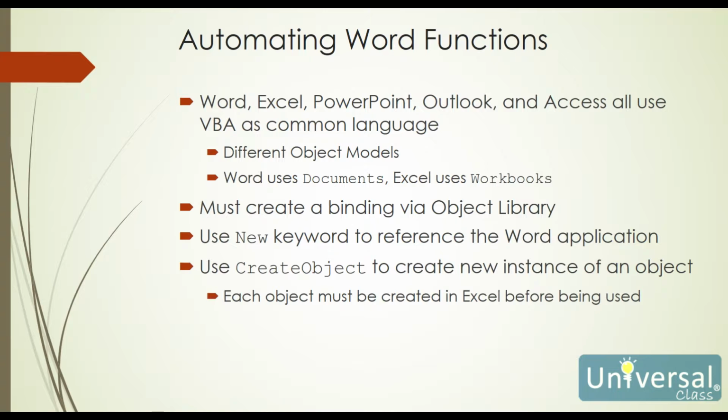We do have to create a binding via the object library. And then if we want to actually use it, even though we do a binding and we have it as an object, anytime we want to reference one of these Word documents, we have to create a new reference to it. So we use the new keyword, and we do something like use WD as new Word document. Then what we can do is use CreateObject to create a new instance of the object, and then each object must be created in Excel before we can actually start using it.